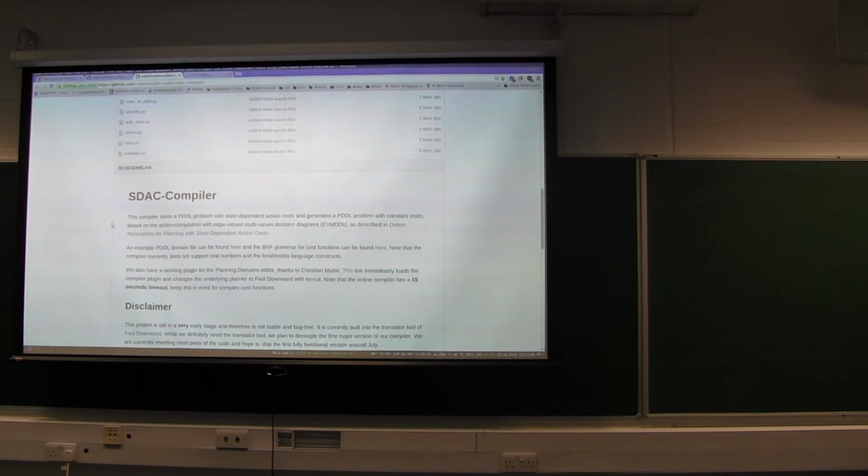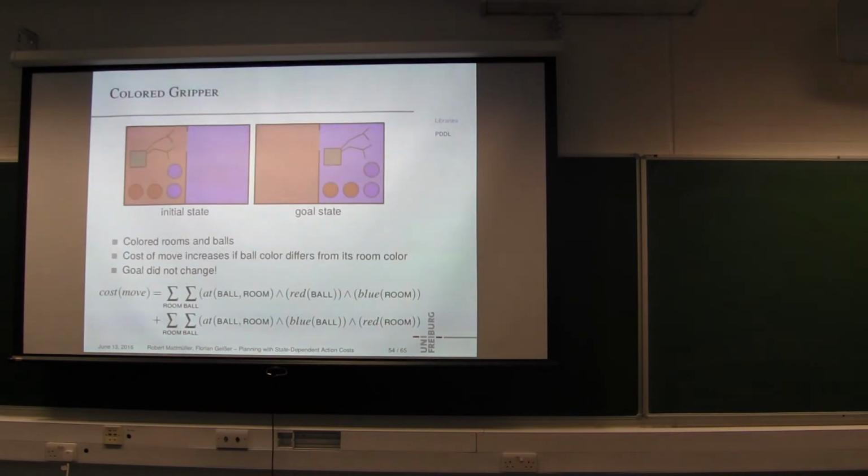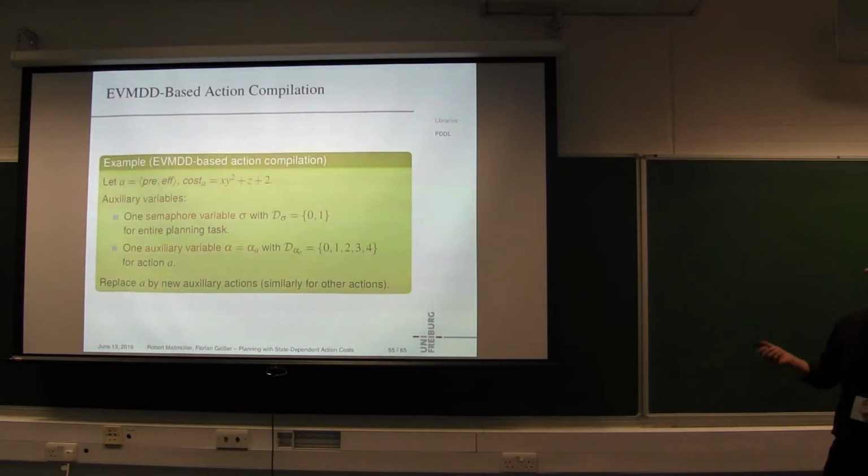And on this site we also have an example file. For the PDDL file, we have the BNF grammar, which for the most part is just things you already have in PDDL3. And we also have a direct link to this online compiler. And what this now does is it calls our tool and channels this compilation.